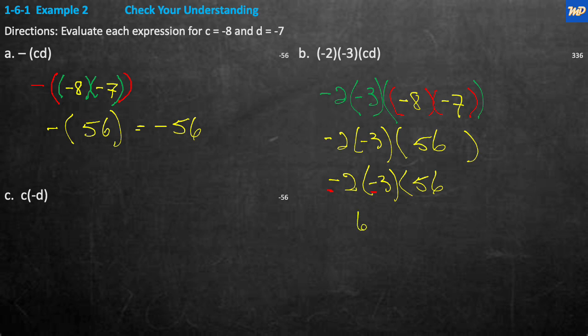6 times 56 is equal to what? 6 times 50 is equal to 300, plus 6 times 6 is 36. Equals 336. And it's all positive. 336 positive. Okay, so now let's go to this one here.